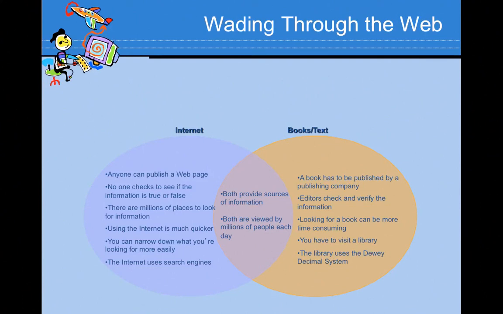So for books and text, a book has to be published by a publishing company who employ editors to check and verify the information. So it's going to be correct information in a book, whereas on the internet you might not be so sure. However, looking for a book can be more time-consuming because you have to visit a library, and the library uses the Dewey Decimal System, which does take some getting used to. However, both provide sources of information, and both are viewed by millions of people each day.